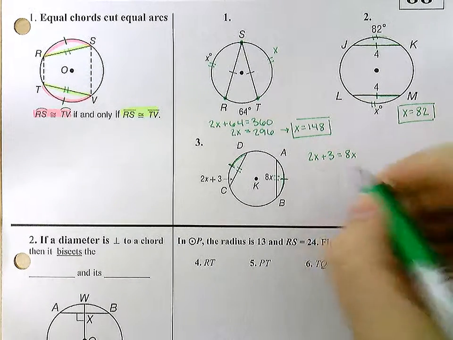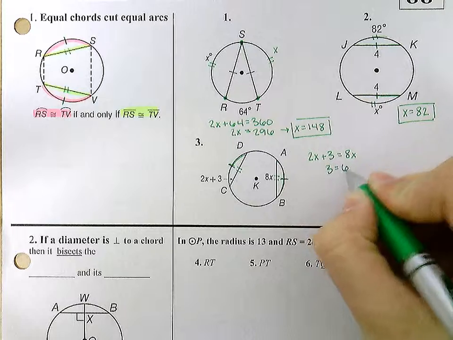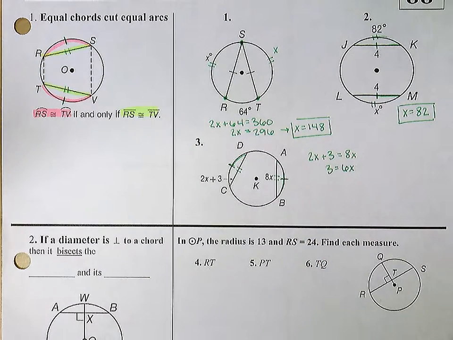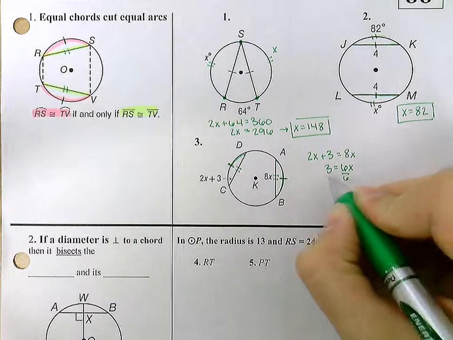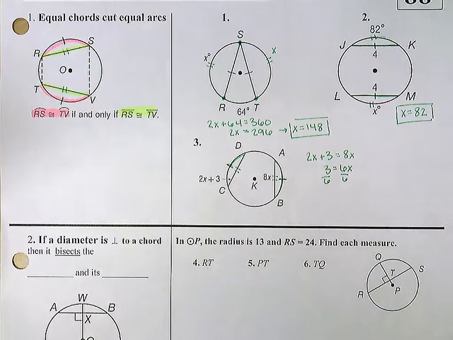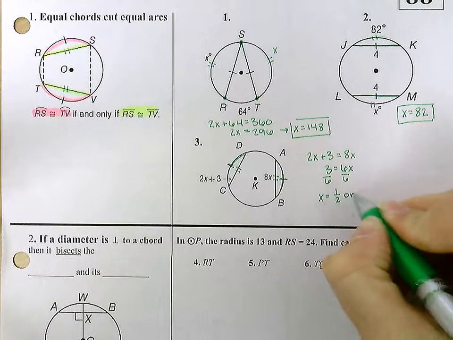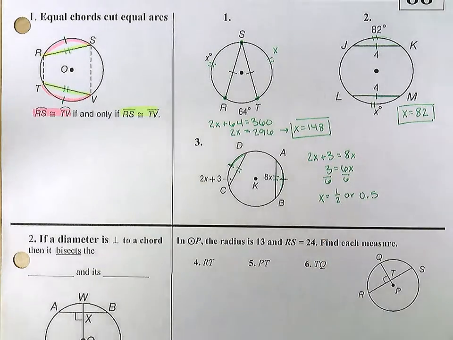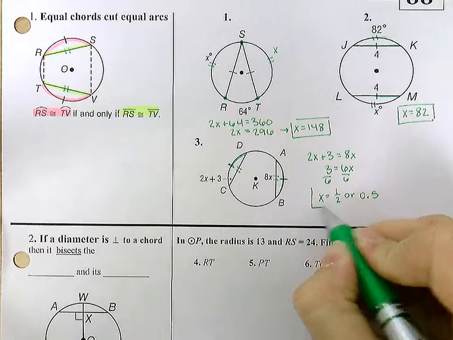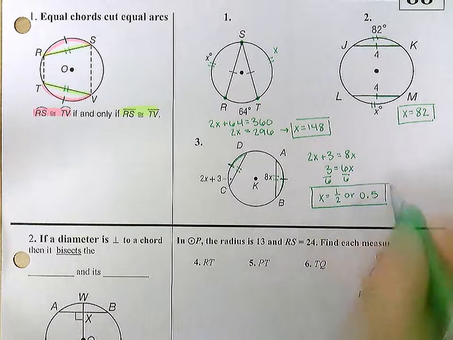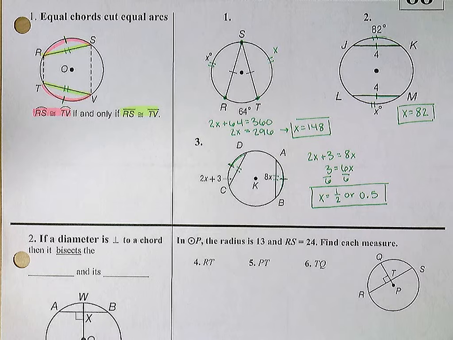So subtract 2x from both sides. So we have 3 equals 6x. Divide by 6. And x is equal to 1/2, or you can say 0.5. Okay, questions on our first property here with our chords and arcs?